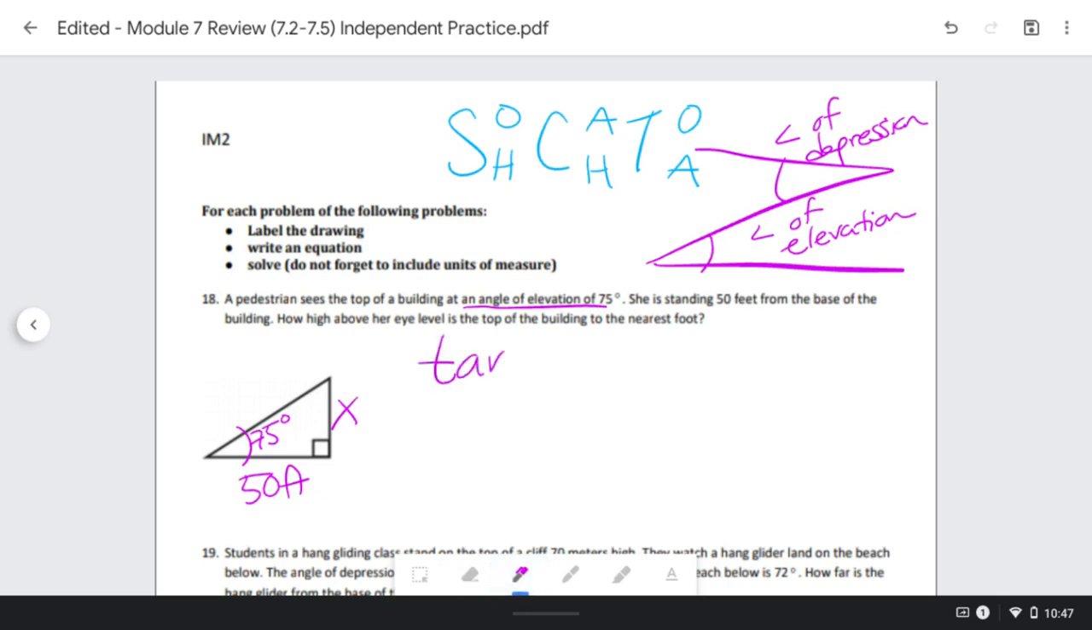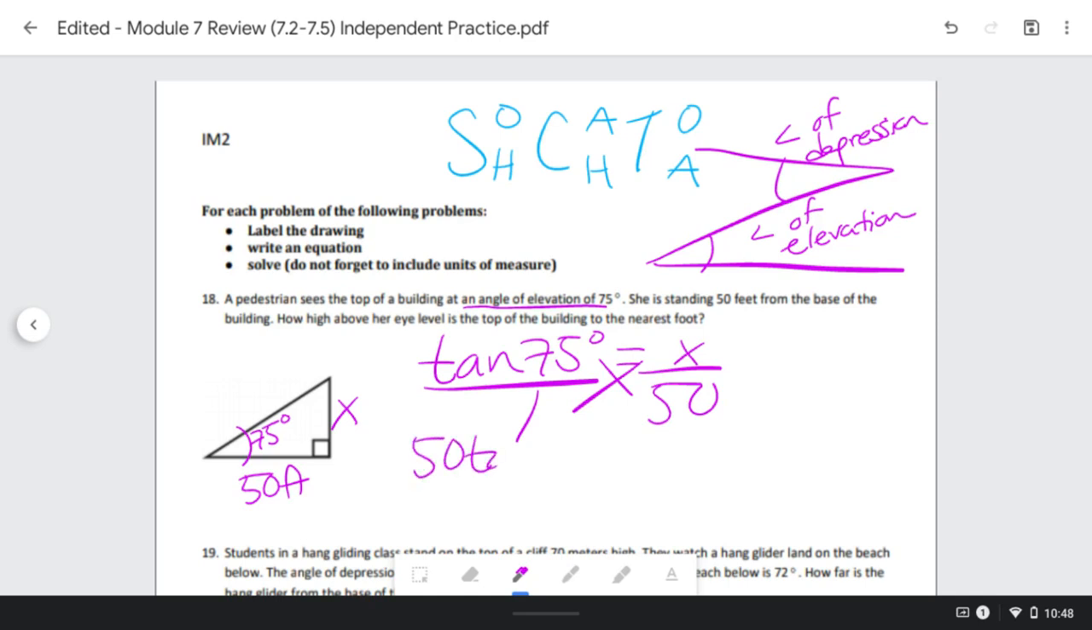So tangent of 75 degrees equals x over 50. Put this over 1, cross multiply. So 50 tangent of 75 is what you'll be plugging into your calculator. And it does say to round to the nearest foot. So when you plug that in and you round, x is about 187 feet.